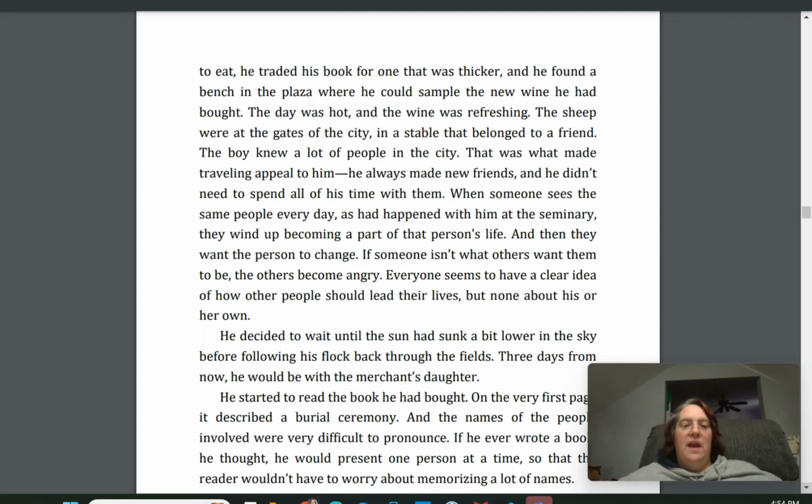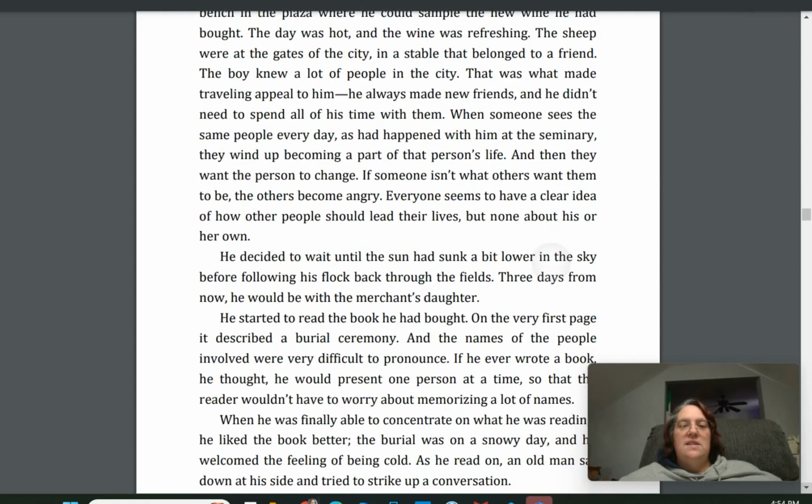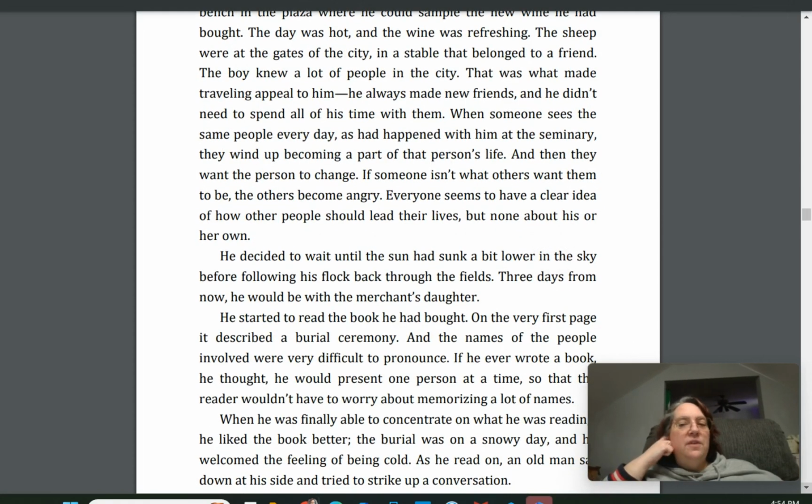The sheep were at the gates of the city in a stable that belonged to a friend the boy knew. The boy knew a lot of people in the city. That was what made traveling appeal to him. He always made new friends, and he didn't need to spend all of his time with them.